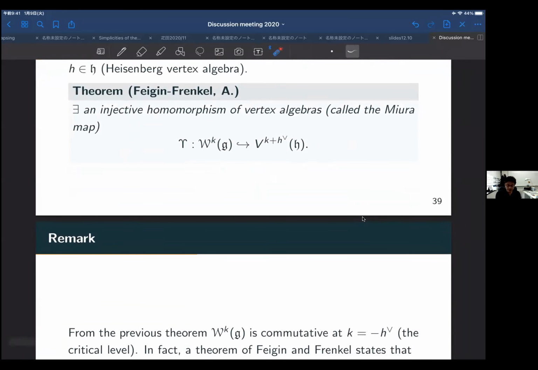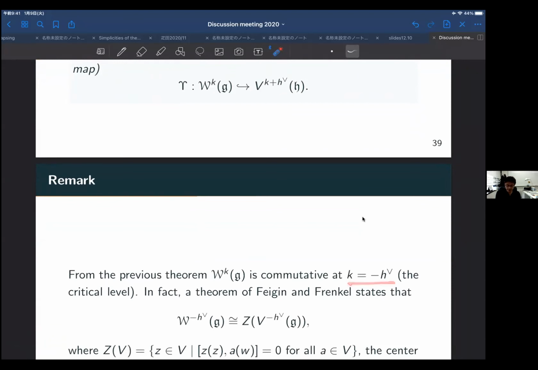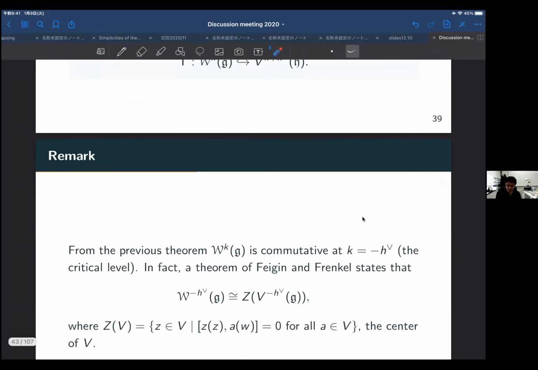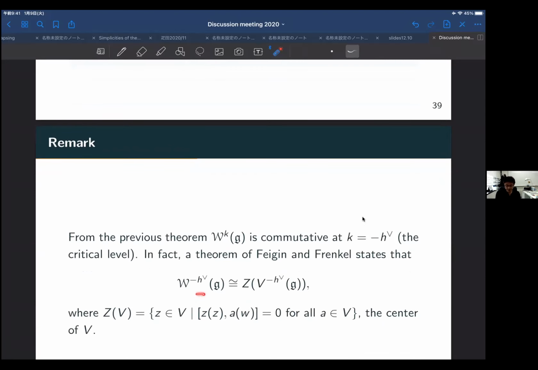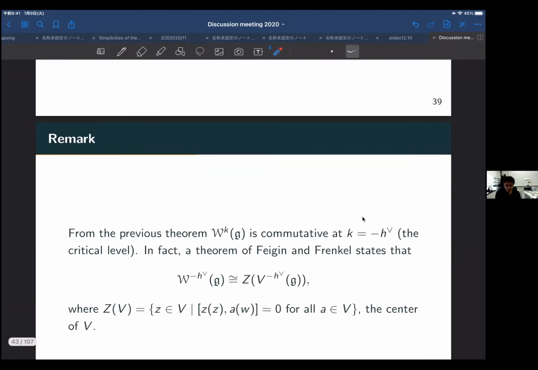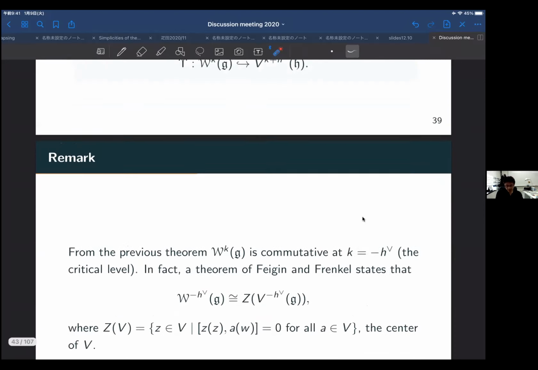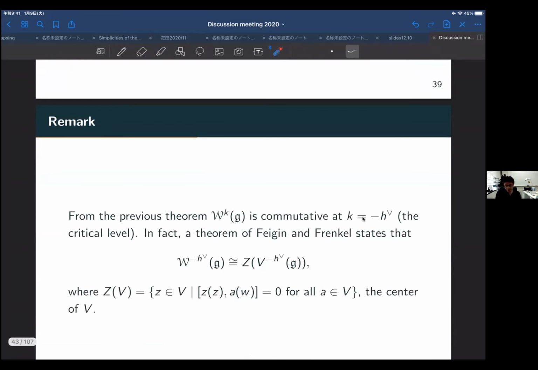And because when this is zero, this becomes commutative. So this means for the critical level, this double algebra is a commutative vertex algebra. And in fact, Feigin-Frenkel's theorem states that this commutative vertex algebra is exactly the center of the affine vertex algebra at the critical level. The center, by center, I mean the sub vertex algebra whose Fourier modes commute with everything. So in this case, this construction is really an analog of the constant Whittaker model because it describes the center of the affine algebra.